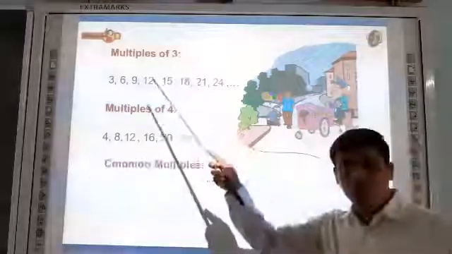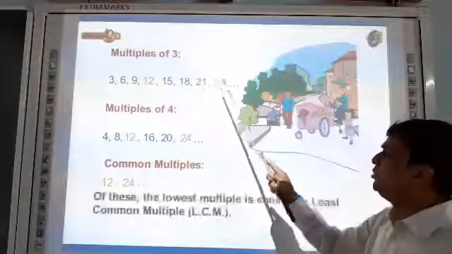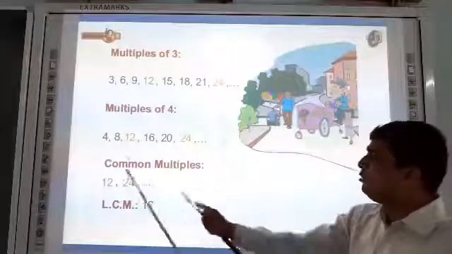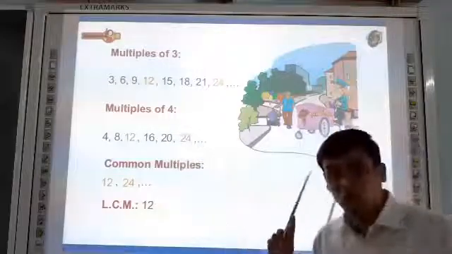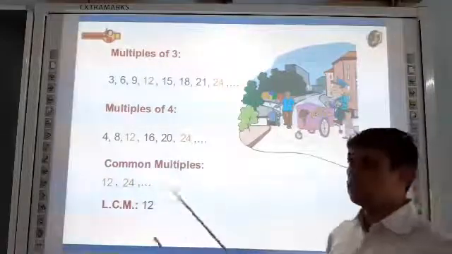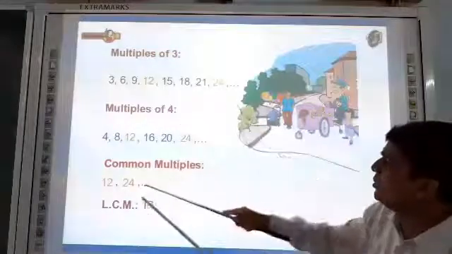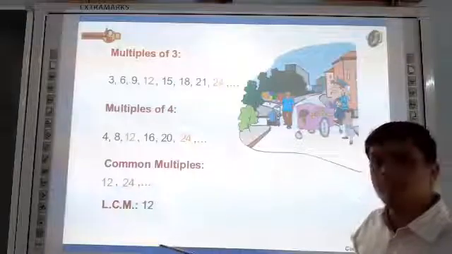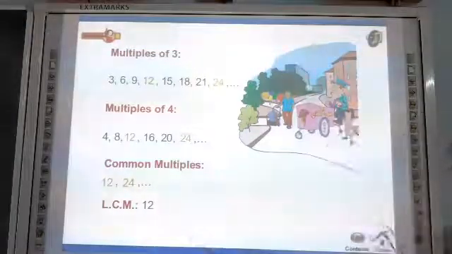Multiples of 3: 6, 9, 12, 15, 18, 21, 24 and so on. And multiples of 4: 8, 12, 16, 20, 24 and so on. Common multiples, look, 12 and 24 are the common multiples and so on. The LCM is 12. Okay.